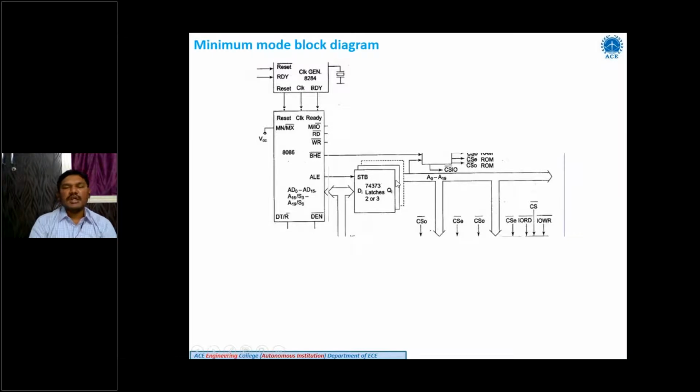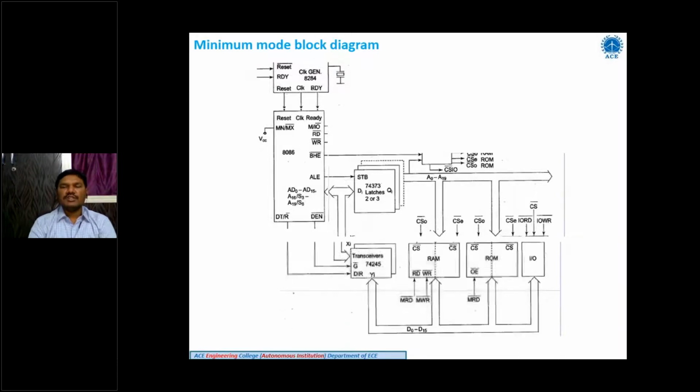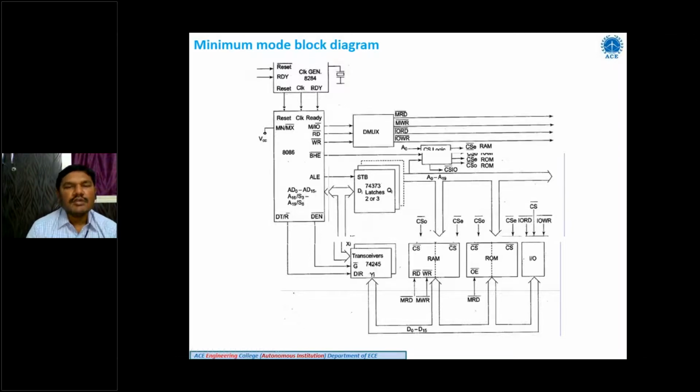And after that, the data can be processed, stored, and given through these devices, which are called memory devices and IO devices. And these are called transceivers, and they can be enabled to transmit or receive data to the microprocessor or from the microprocessor to the external world. That is what we call DT/R bar and DEN bar, and these are called transceivers. Transceivers are nothing but transmitter and receiver, and the IC number is 74245. And these are controlled by one demultiplexer by giving some control signals.